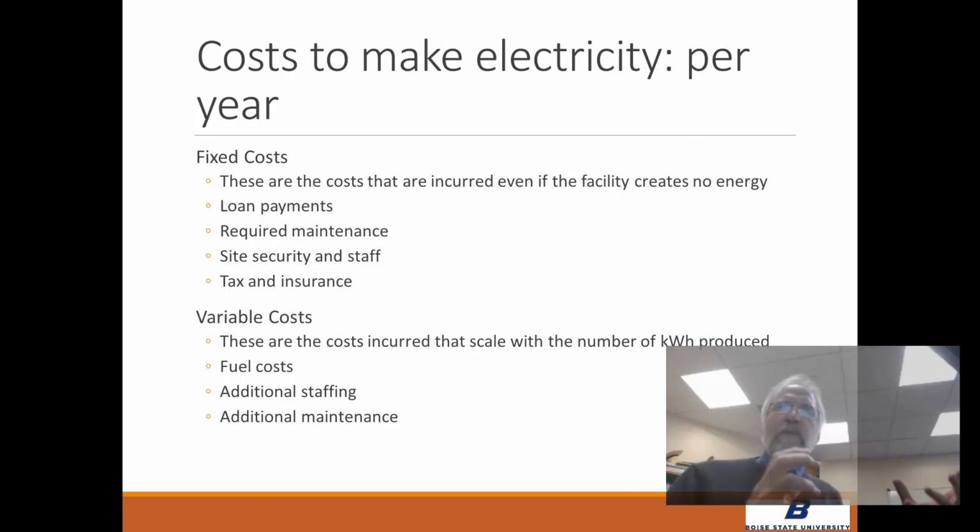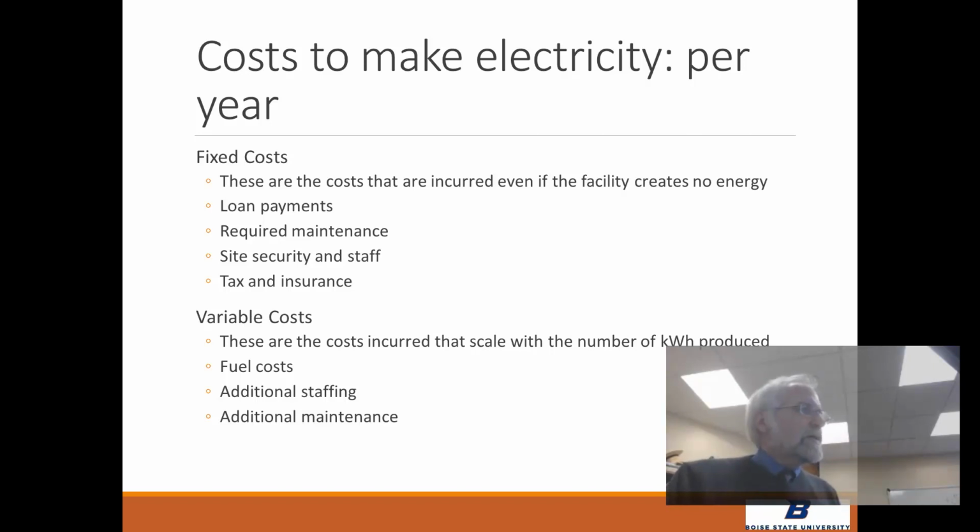Okay, and so here's how we look at it. We want to look at it on an annualized basis, breaking down to two elements, the fixed cost and the variable cost. Fixed cost we'll show later as FC. Very clever, right? FC, the fixed cost. This is incurred even if the facility created no energy in a given year. Even if it sat idle, you still had to pay loan payments. You still had to pay some kind of maintenance, just to make sure that it didn't dry out and was ready to run. You had site security. You had some minimal staff involved. There's taxes. There's insurance. There's all these other payments. So that's the fixed cost.